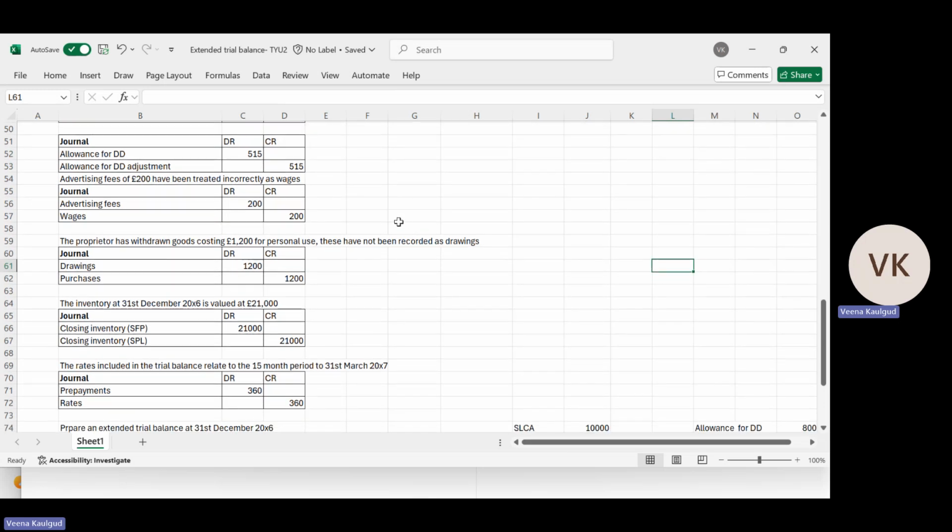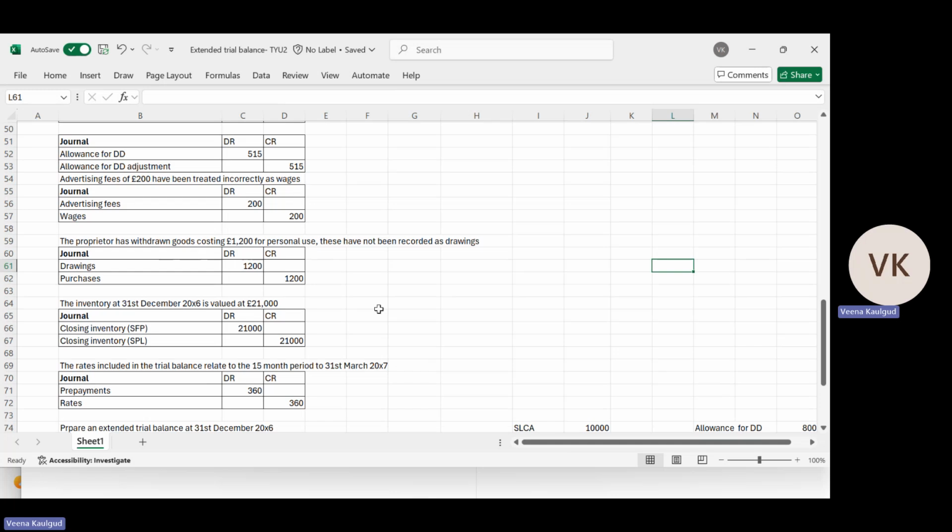The proprietor has withdrawn goods costing 1200 for personal use. These have not been recorded as drawings. So when a proprietor withdraws anything, whether it is cash or purchases, it is drawings. Now it depends what they are withdrawing. Because it is drawings, we know for sure that it is a drawings account debit. Now if it is goods withdrawn, let us say you have a corner shop and the owner takes some milk from the stock that they bought for the shop.